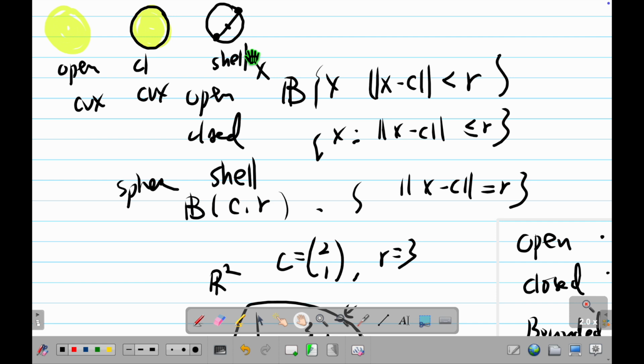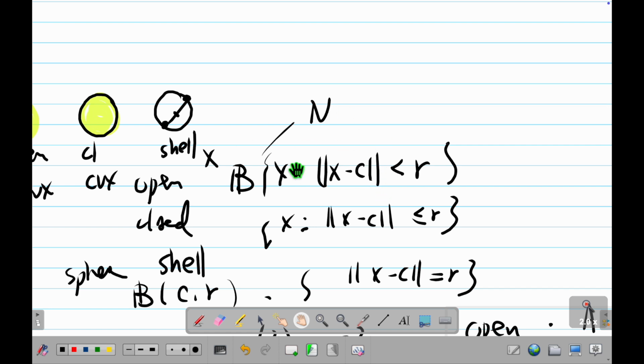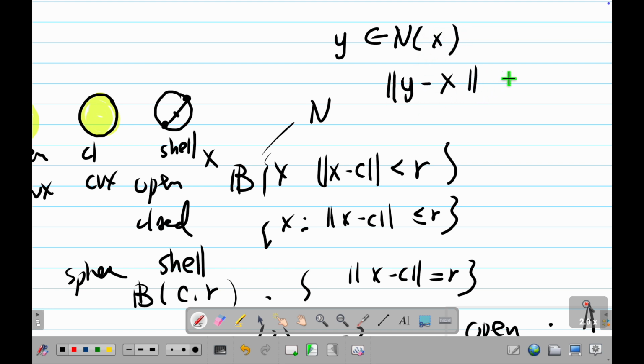Open, closed, and shell, okay, we have a ball. And this is also a neighborhood. We write N for neighborhood. That means this is the epsilon-delta idea in n dimensions. If y is in the neighborhood of x, it means the norm of y minus x is bounded by some number, let's say 5. That means any point whose distance to x is smaller than 5, I call it a neighborhood. This can be generalized by calling it the distance d(x, y). In this case, we are talking about the classical Euclidean space, so it's the 2-norm, but it's also possible to use the 1-norm.